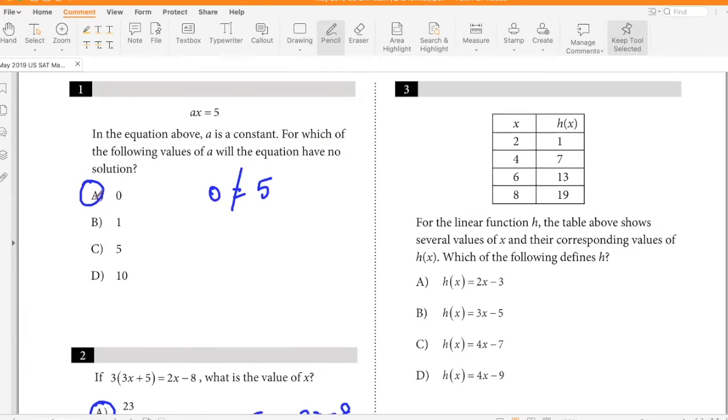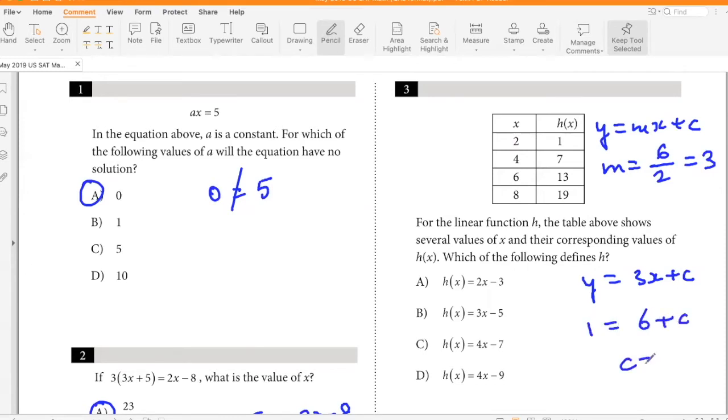For the linear function h, the table above shows several values of x and their corresponding values of h(x). Which of the following defines h? Okay, so we can use y is equal to mx plus c. So the slope is (7 minus 1) by (4 minus 2), 6 by 2. So slope is 3. So then y is 3x plus c. And we can find c using (2, 1). So 1 is 6 plus c. So c is negative 5. So h of x is 3x minus 5. Option B.